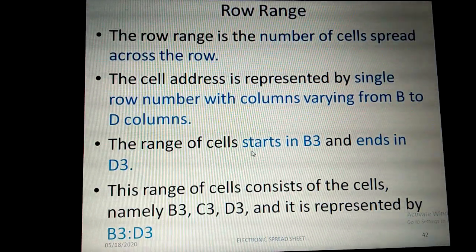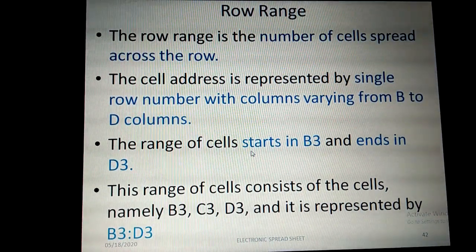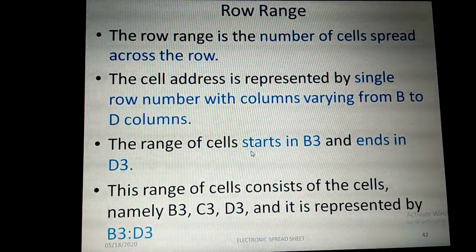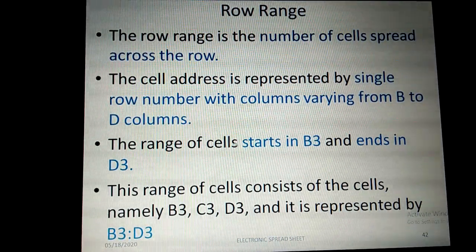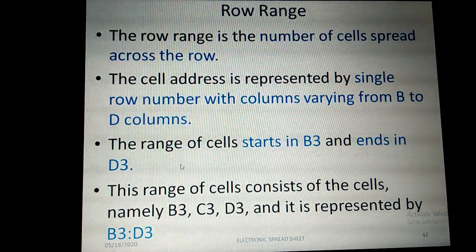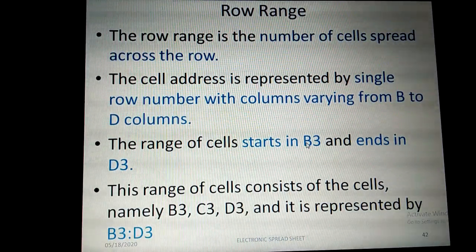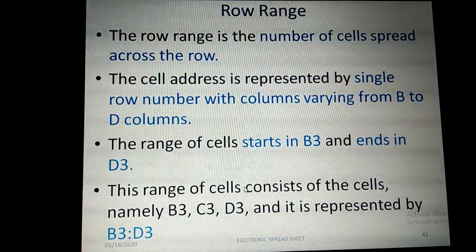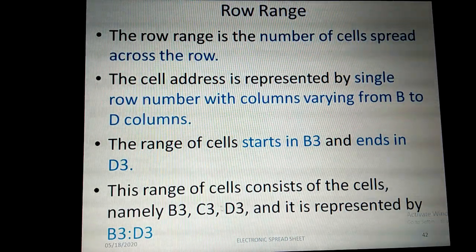Next is row range, the number of cells spread across the row. Here the row number will be constant and the column letters will be varying. So B to D it is varying. The range of cells starts in cell B3 and ends in D3. So here row 3 is fixed and the column letters are varying. This range of cells consists of the cells namely B3, C3 and D3.